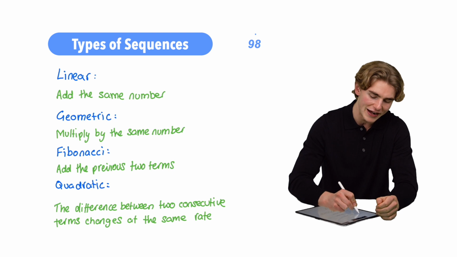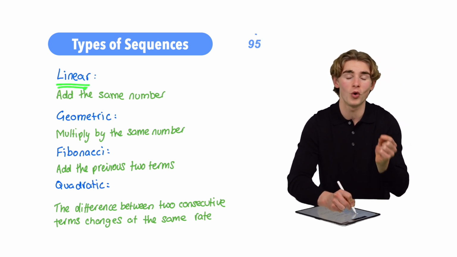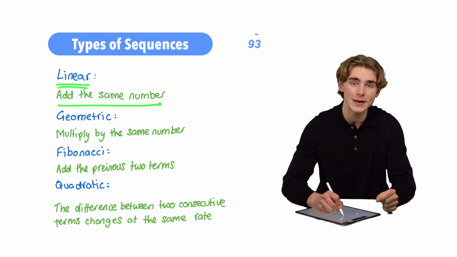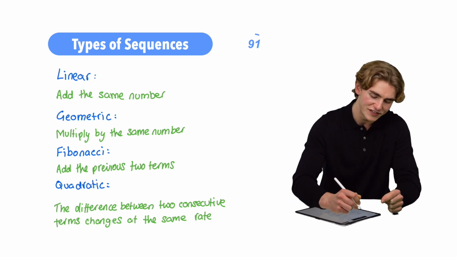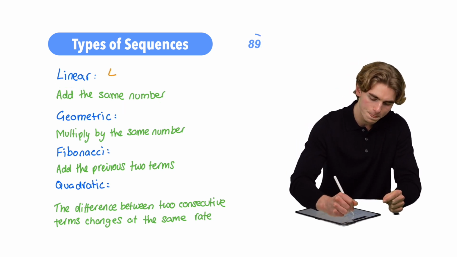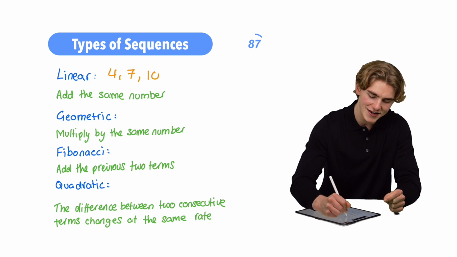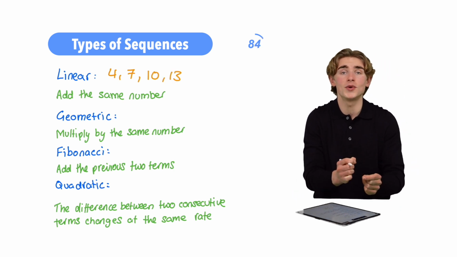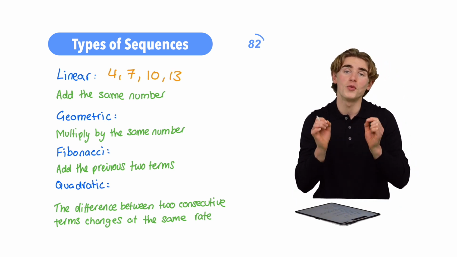First off, we have our linear sequences. In a linear sequence, to get from one term to the next, we're going to add the same number each time. For example, we would say that 4, 7, 10, 13 is a linear sequence because to get from one term to the next, we always add 3.